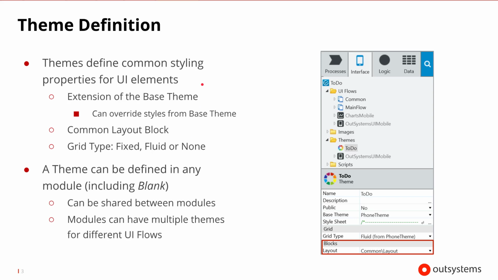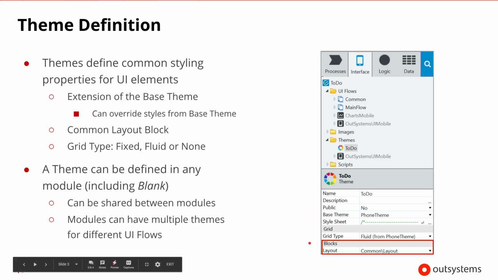If we think back to our theme definition, the theme defines how the overall look and feel of our application is going to be, and one of the things that it defines is the common layout block. So if we revisit our theme, we can see that our to-do theme, which is named after our module, does have at the very bottom some blocks that are important, and the first block defined is the layout block. And that's actually in the Common UI flow, and there is the layout block itself. So that layout block is going to be the way screens are created by default for this particular module.